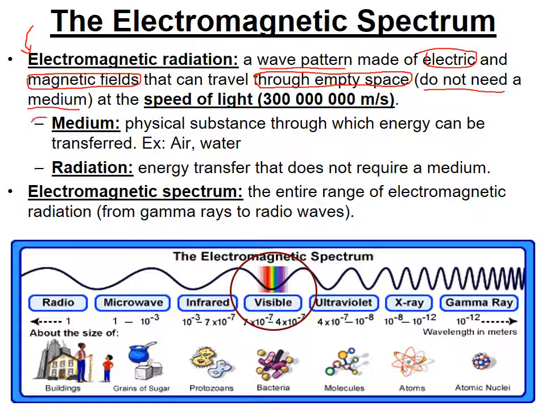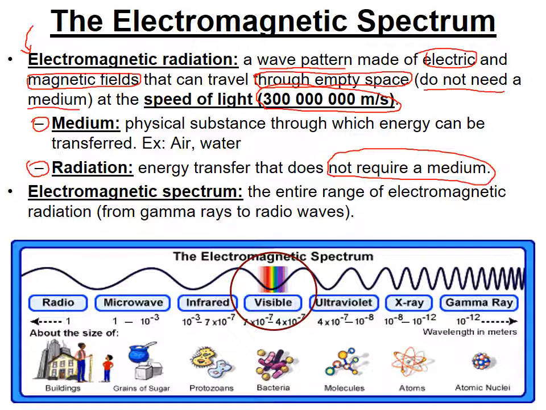And like I said, a medium is a physical substance that energy can be transferred through. So air and water are examples of a medium. And like I said, in space there is no medium, and light is able to travel through that, whereas sound, for example, can't. The other characteristic of electromagnetic radiation is that it travels at the speed of light, which is pretty fast. That's 300 million meters per second. Electromagnetic radiation travels using a form of traveling called radiation, and that just means energy transfer that does not require a medium. So I've kind of said that quite a few times, which probably means it's going to be an important point for you to remember.